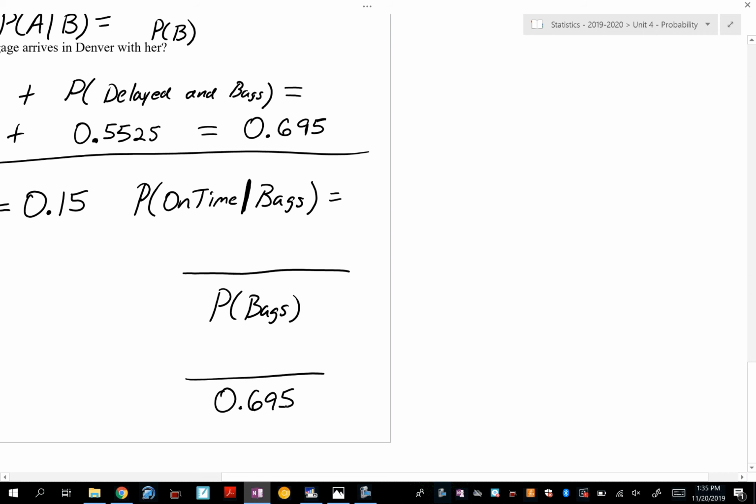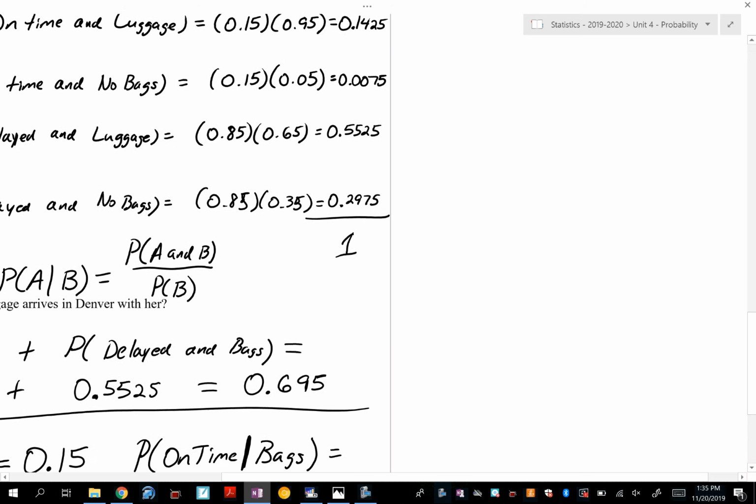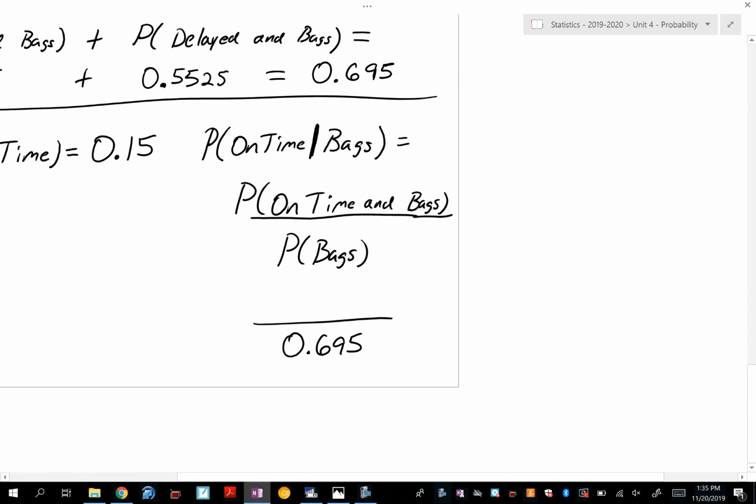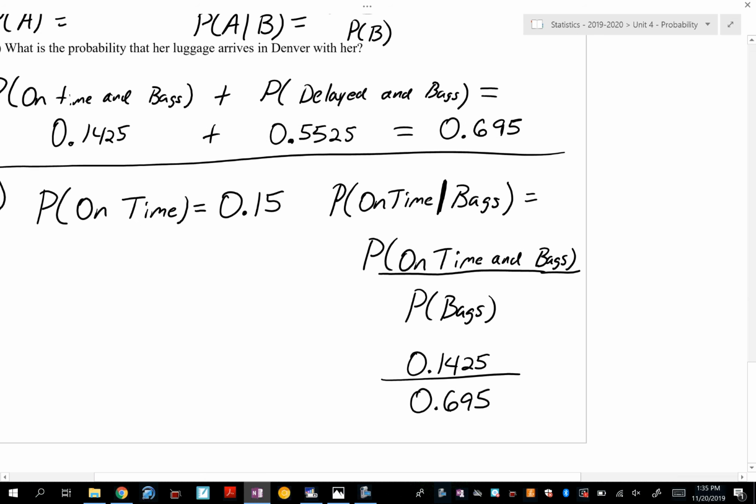Now, what's going to be the numerator? The numerator is going to be the probability of on time and bags. We already got it. What's the probability that it's on time and she gets her bags? 0.1425. So that's going to be the numerator. So now, here we go. If I do this math and it's not 0.15, then they're not independent.